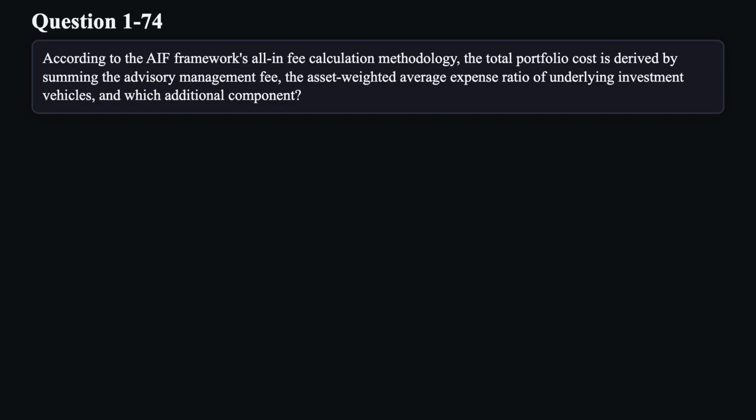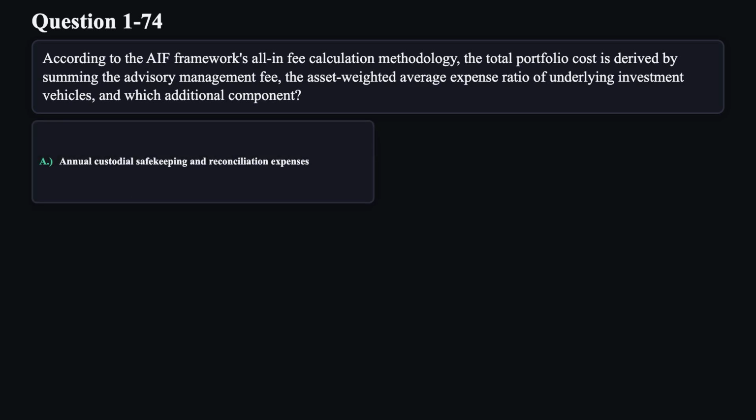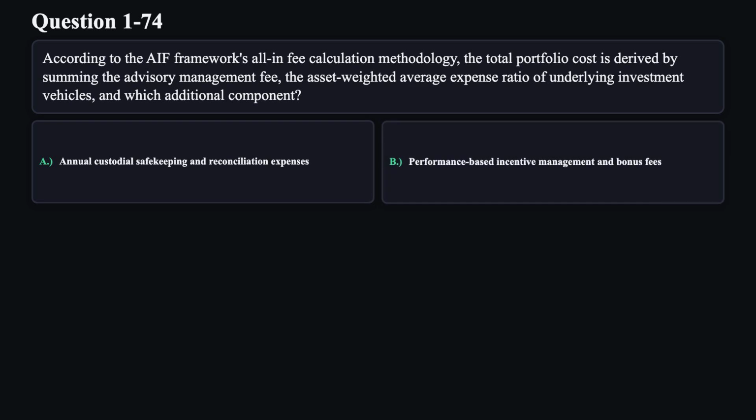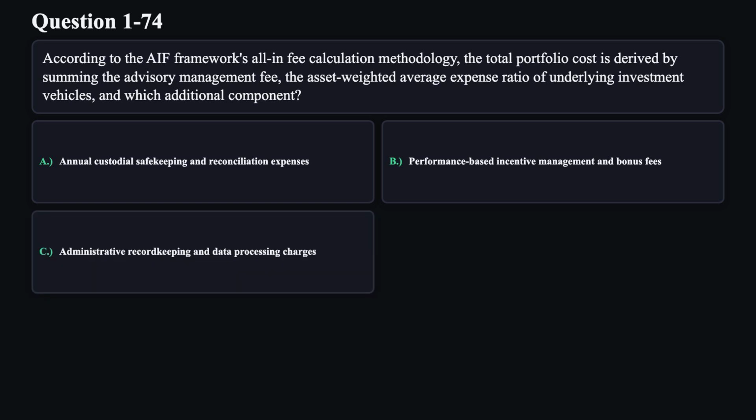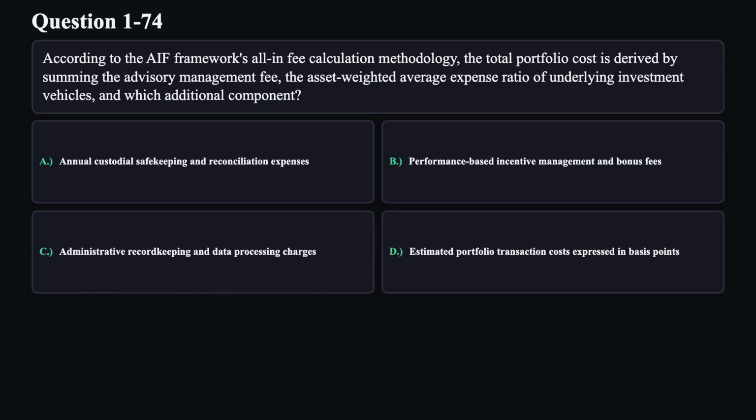Question 74. According to the AIF framework's all-in fee calculation methodology, the total portfolio cost is derived by summing the advisory management fee, the asset-weighted average expense ratio of underlying investment vehicles, and which additional component? A. Annual custodial safekeeping and reconciliation expenses. B. Performance-based incentive management and bonus fees. C. Administrative record-keeping and data processing charges. D. Estimated portfolio transaction costs expressed in basis points.